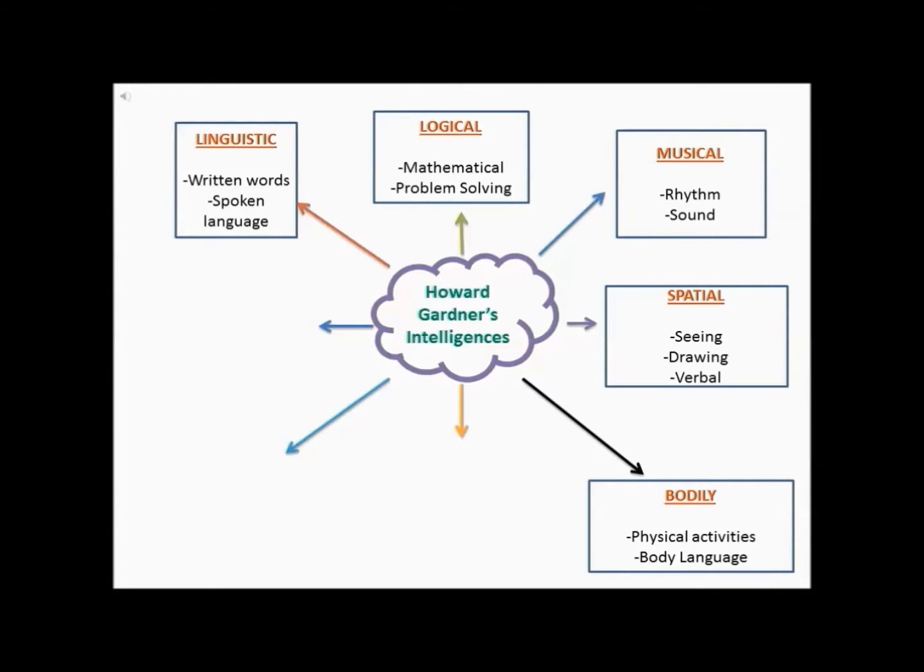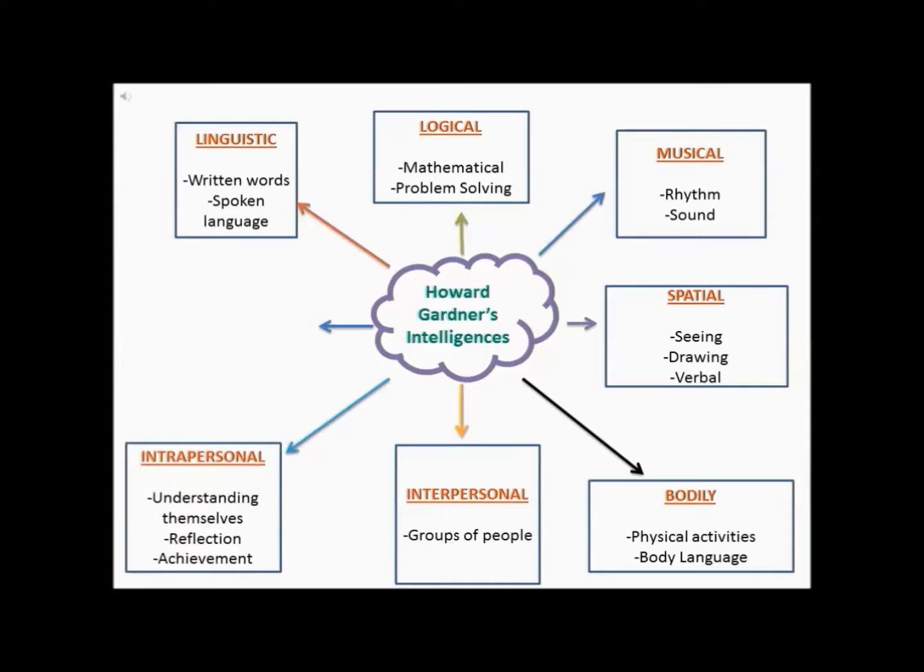learn through carrying out physical activities and have a strong use of body language; interpersonal, people who work well with a group of people; intrapersonal, people who understand themselves as learners through reflection and solo achievement; naturalist, people who love learning through nature and having hands-on experiences.